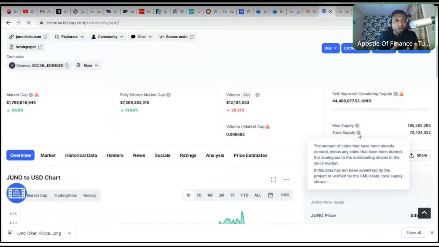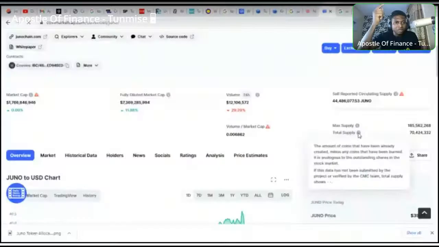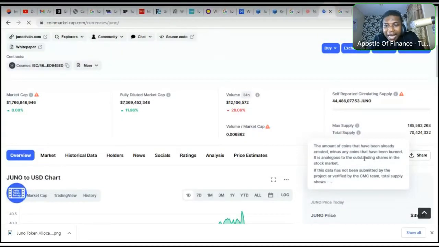All right, in order to limit the number of tokens in circulation, so that as demand is higher than the supply, price will increase. Okay, and those already existing tokens will be burnt out of existence. All right, you might want to read more into it, do more research. All right, so it is analogous to the outstanding shares in the stock market.